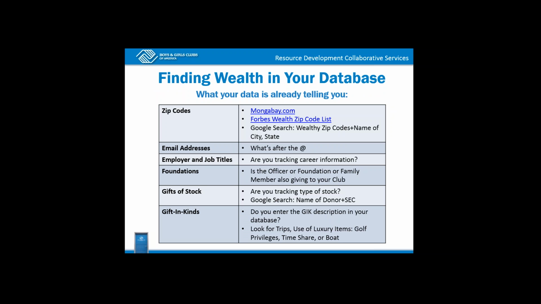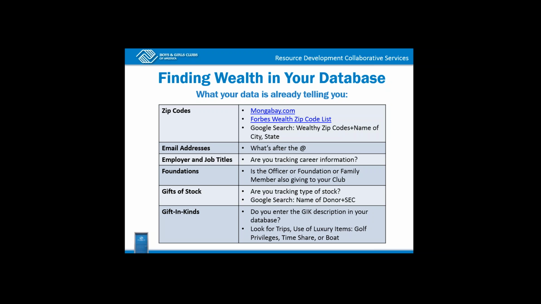And these are some interesting tips and tricks that you can do within your own database. And these are things I've done in my past when I haven't had a large research budget. So I've had to get creative. Something that we all have in our database that our data can tell us is we have zip codes, and we can look for wealthy zip codes in our area.